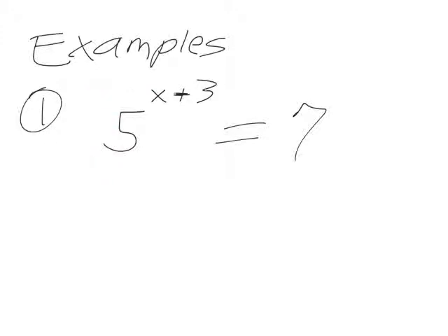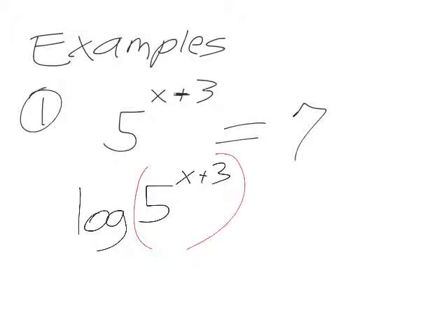And so what we're going to do is just write either common log or natural log on both sides in front of each side. I'm going to use common log this first time. So log of 5 to the x plus 3. Now what that means is this 5 to the x plus 3 part right here, that's all the argument, because remember, common log has a base of 10. And then here on the other side, we'll just write log 7.